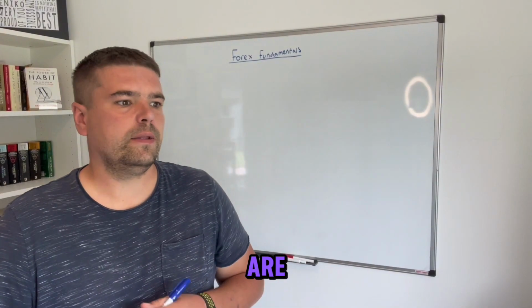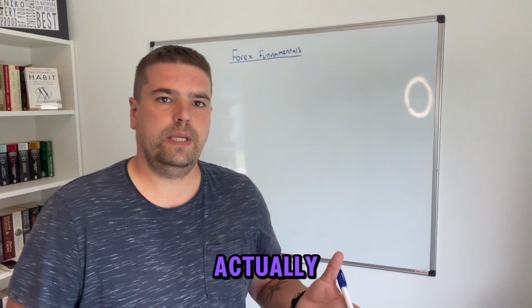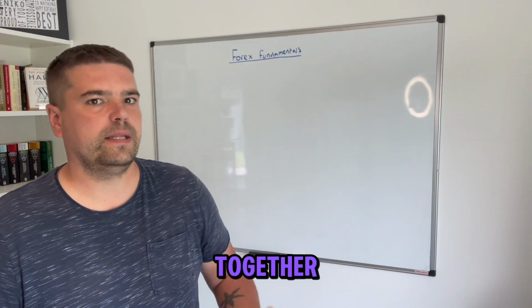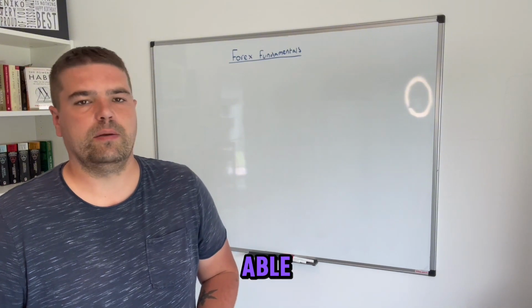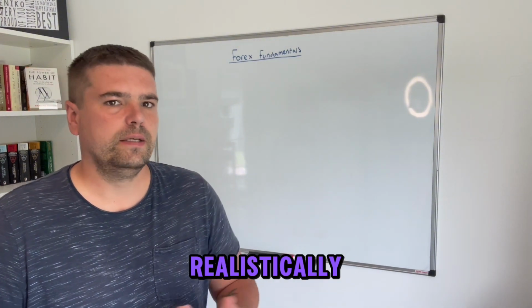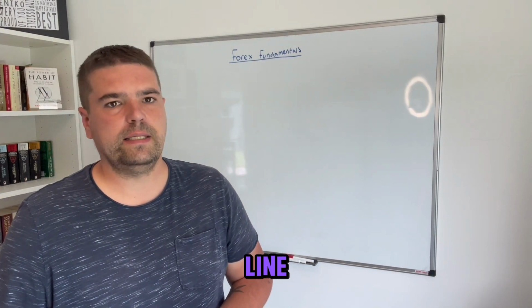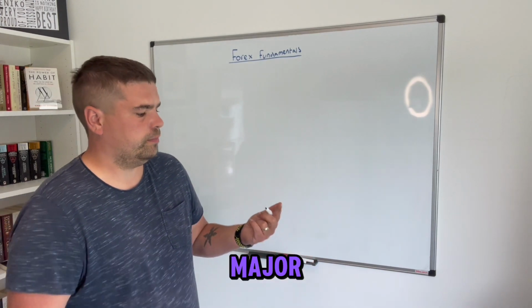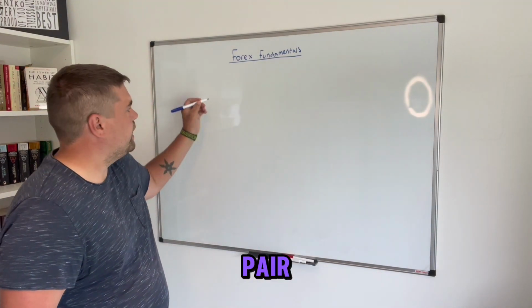What are the major currency pairs that most people will look to trade on? There's actually 8 major currencies that can be combined together to form 28 different pairs that you can be able to trade on. Now, realistically, you only need one of those. If you do want to add more later on down the line, that's absolutely fine, but you should only ever start with one.